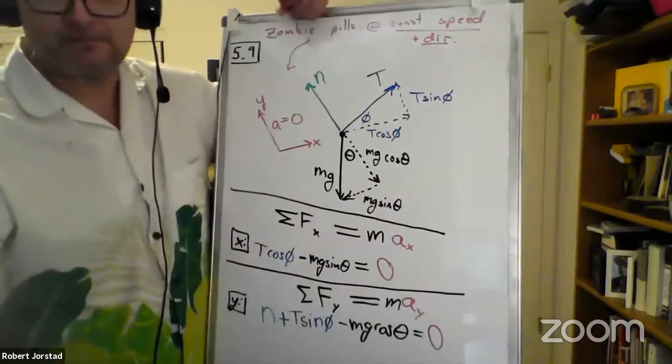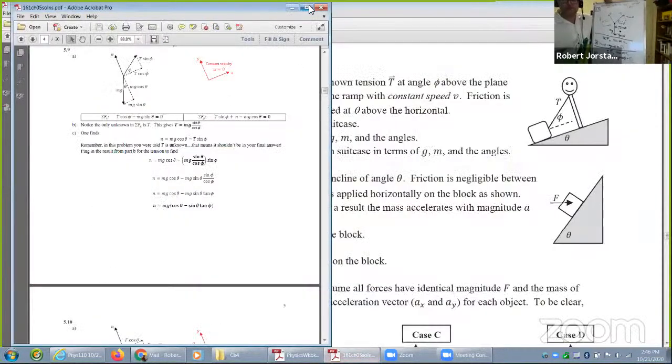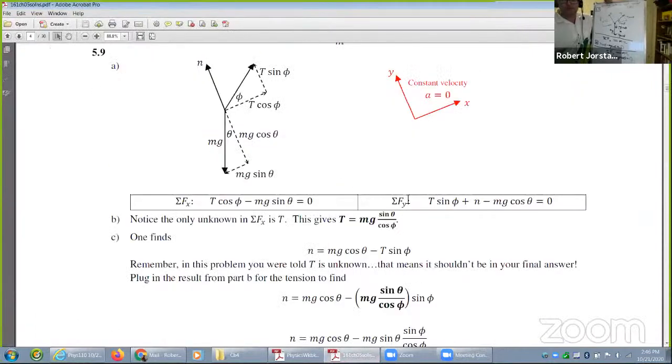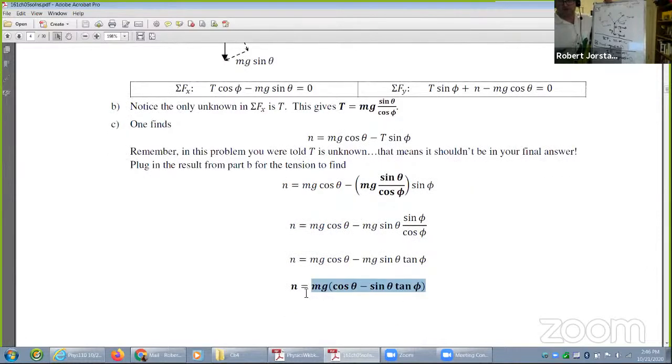All right, let's get into here. See if there's anything else. Okay, so there it is. There's the result. And then notice what I did. I solved for N, and then I plugged in the rest. And notice I actually factored it out.